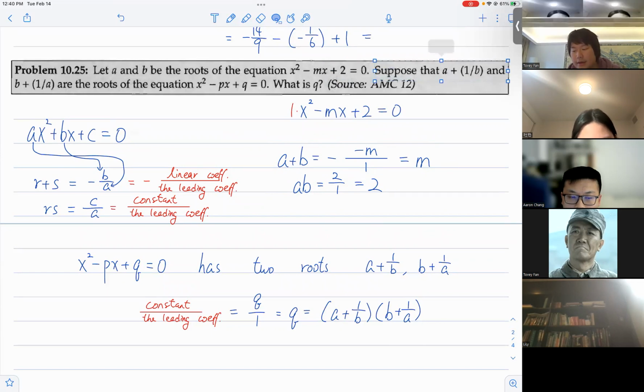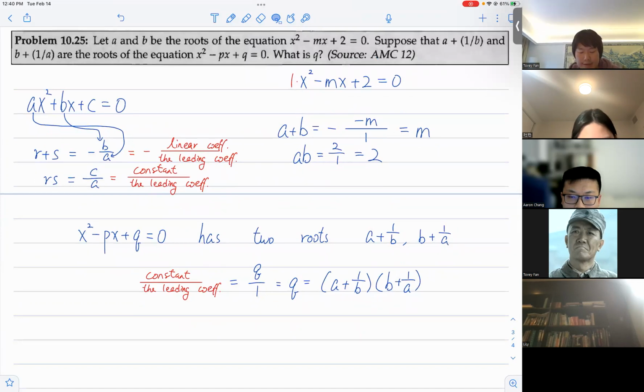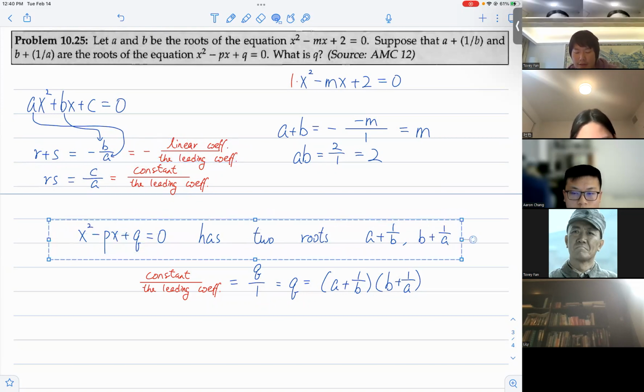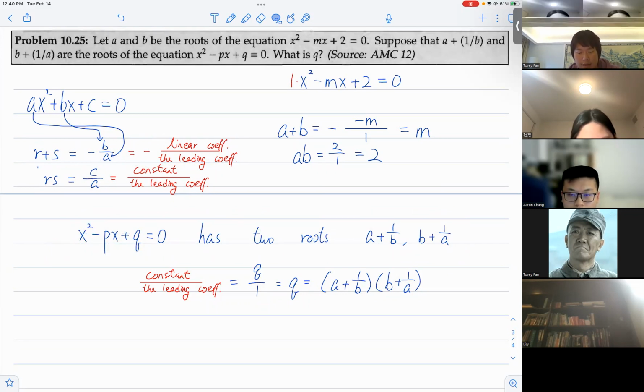And here comes the second sentence. In the second sentence it says this equation, x squared minus px plus q, has two roots, one is a plus 1 over b and the other is b plus 1 over a, right? Then it asks what q is. q is the constant, right? So we apply the second part of Vieta's theorem, because r plus s does not involve the constant, so you can't use it. In other words, for the second equation, applying Vieta's theorem, the second part becomes r times s, the product of the two roots.